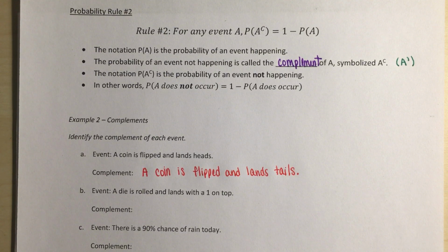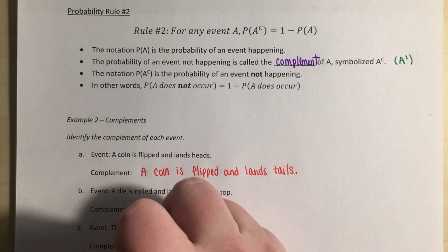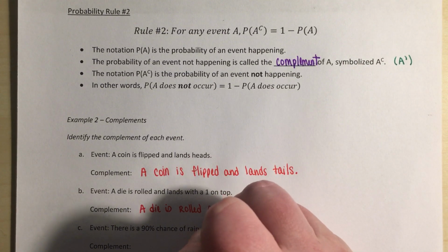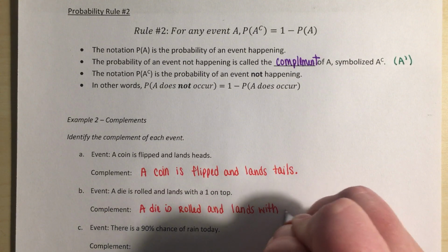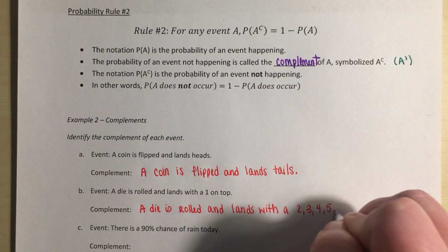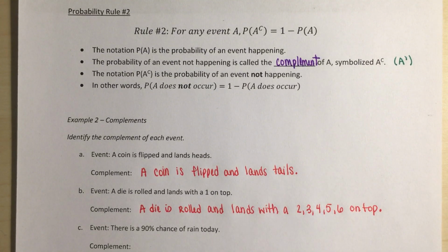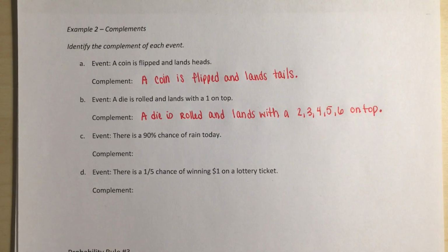A die is rolled and lands with a 1 on top. We're going to assume a 6-sided die. So a die is rolled and lands with a 2, 3, 4, 5, or 6 on top. Something that is not a 1. So for the first two here, we're just using words and describing our complement in words. And for these last couple, we're going to use a little bit of math in our subtraction and a little bit of words to describe these complements.